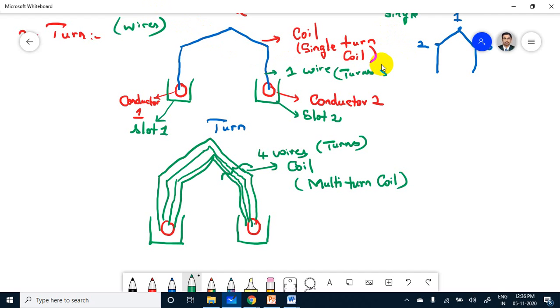Now the third term will be a coil, 2k. This coil consists of N turns. Here only one wire is connecting, so it is a single turn coil. Here you can see 4 wires are connecting, so it is a multi-turn coil. This is the example.